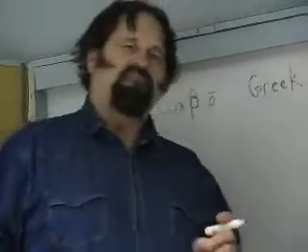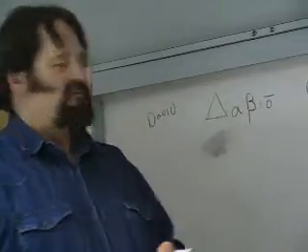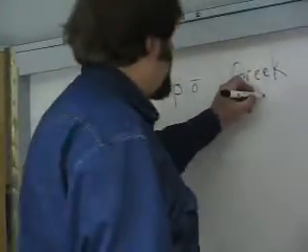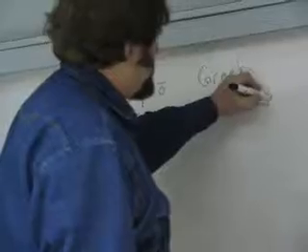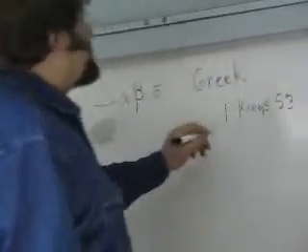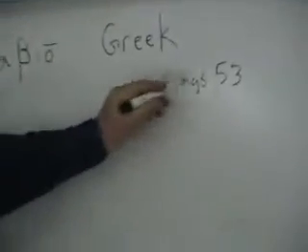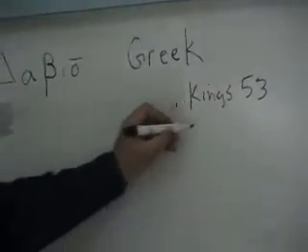Now, when King David died, he left a code in his final testament. And his final testament is 1 Kings 53. You'll see here the number 153. This is called a triangular number.